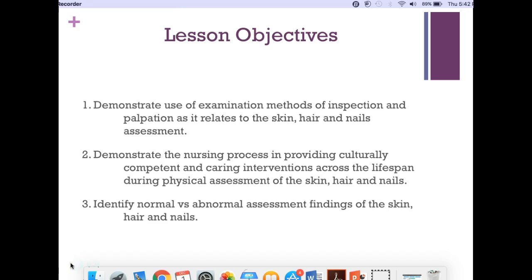The lesson objectives should be used to guide you in your learning through reading. We are going to demonstrate the use of examination methods of inspection and palpation as it relates to the skin, hair, and nails assessment, and we'll do that in class. You're going to demonstrate the nursing process in providing culturally competent and caring interventions across the lifespan during physical assessment of skin, hair, and nails. There is a lot of important information, especially on lifespan with the elderly, within this presentation. And you're also going to identify normal versus abnormal assessment findings of the skin, hair, and nails. So again, use these objectives to guide you in your reading as well as throughout this presentation.